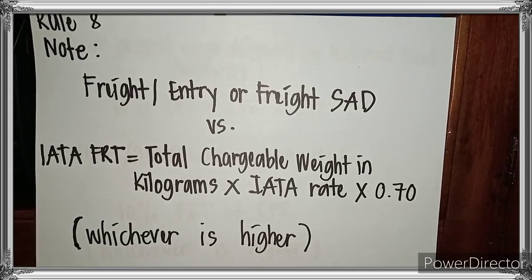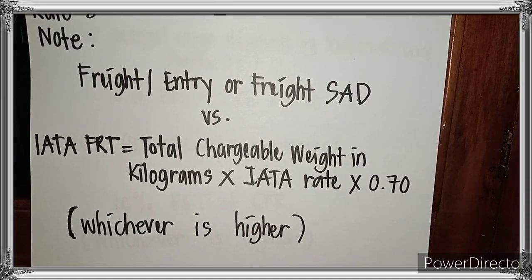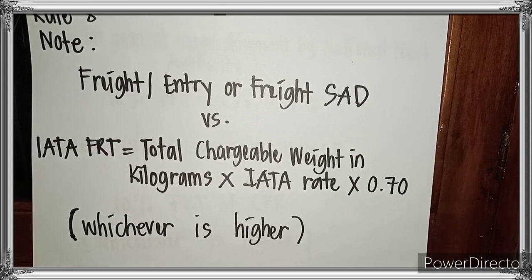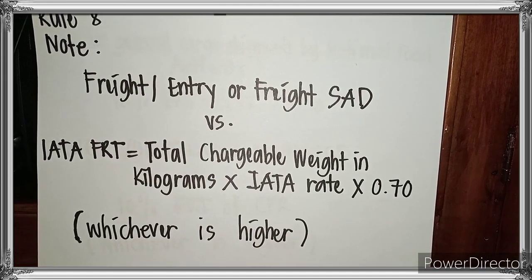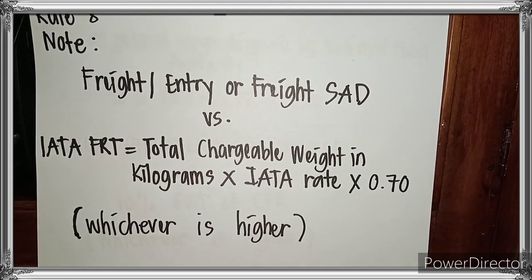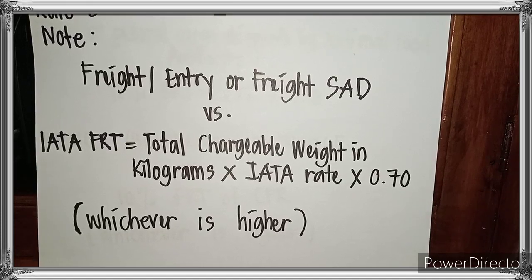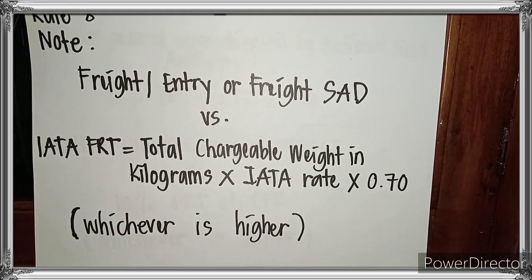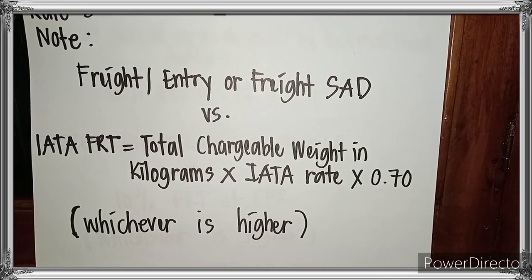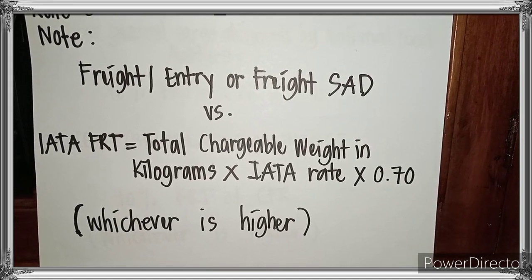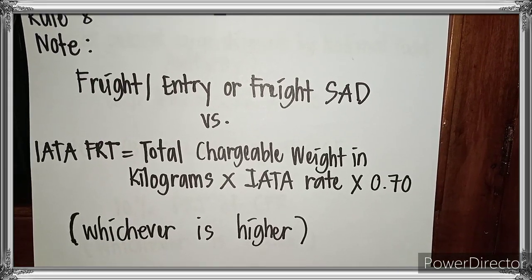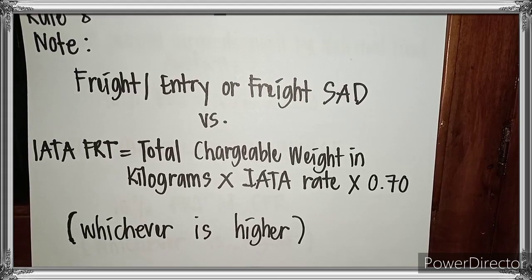It is taken note that the freight on entry or freight SAD versus the IATA freight is equal to total chargeable weight in kilograms times IATA rate times 0.70. So whichever is higher between the two will be our freight.